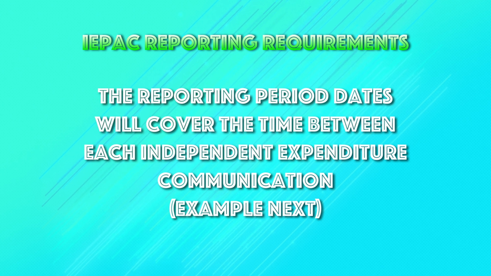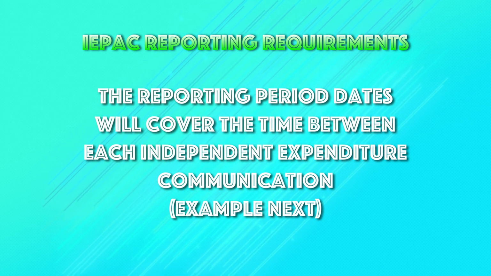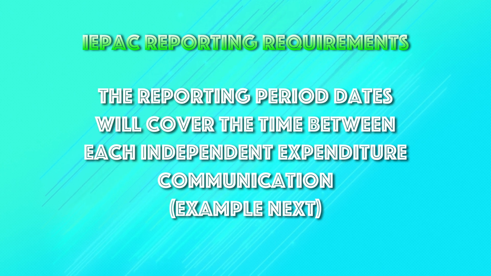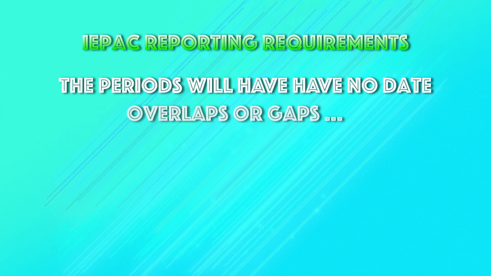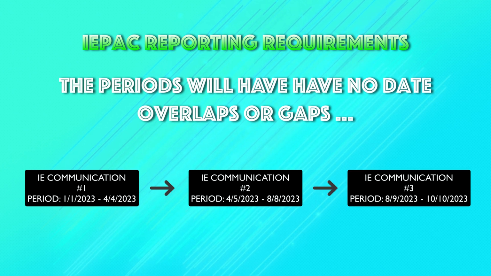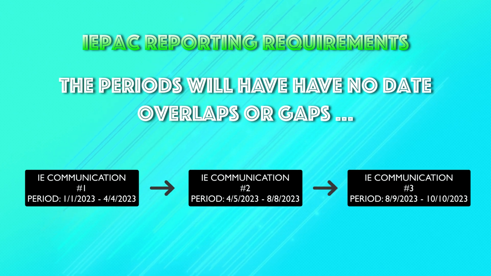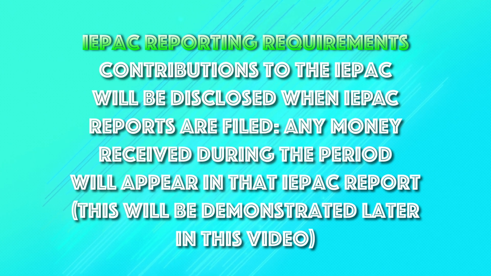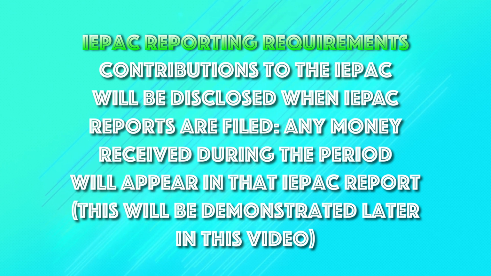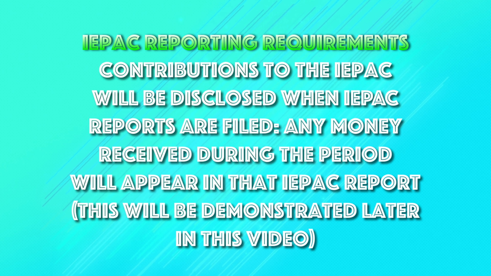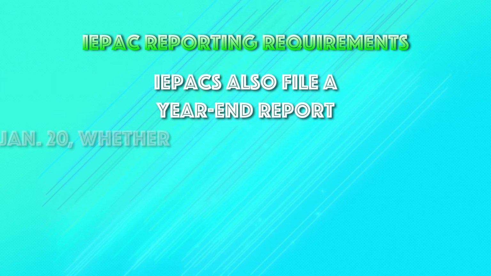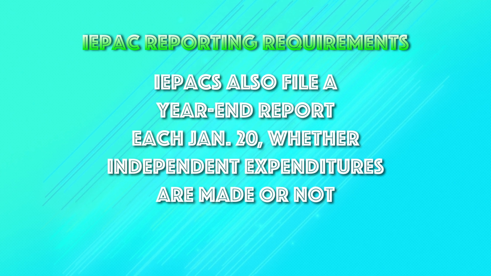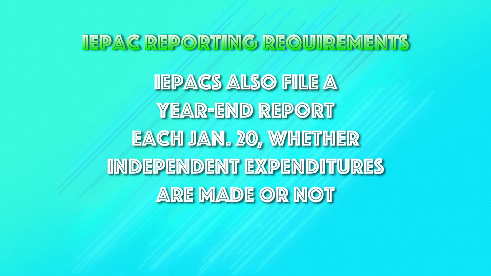The reporting period dates will cover the time between each independent expenditure communication. The periods will have no date overlaps or gaps. Contributions to the IEPAC will be disclosed when IEPAC reports are filed. Any money received during the period will appear in that IEPAC report. IEPACs also file a year-end report each January 20th, whether independent expenditures are made or not.